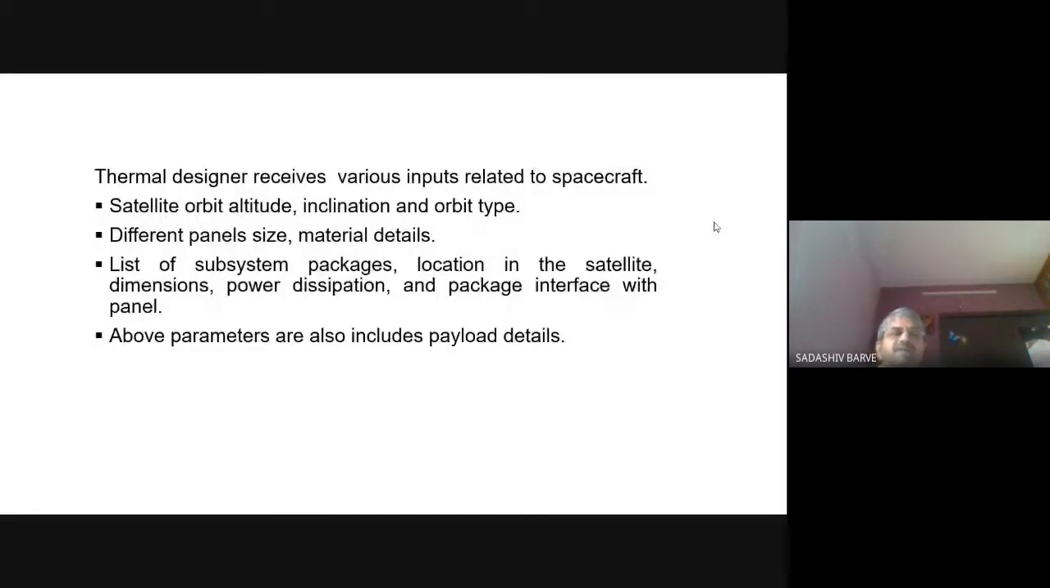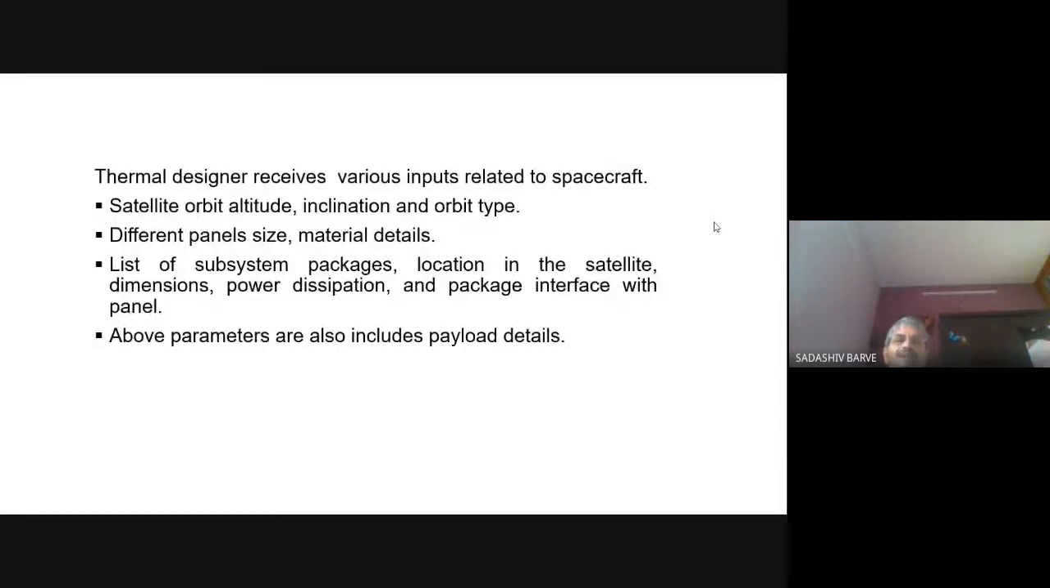Then the orbit type, which I told you earlier: it can be a sun-oriented satellite or an inclined orbit satellite. Then different panels: size and material, you will get the details, because the panel size and material decide the modeling, or the so-called internal conduction purpose. These parameters are important. Then the list of subsystem packages. You know, there are dozens of packages inside a satellite. You can have more than 60-70 packages inside a satellite, depending on the satellite configuration.